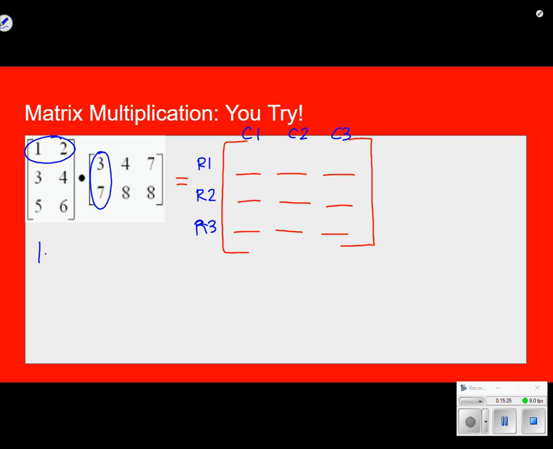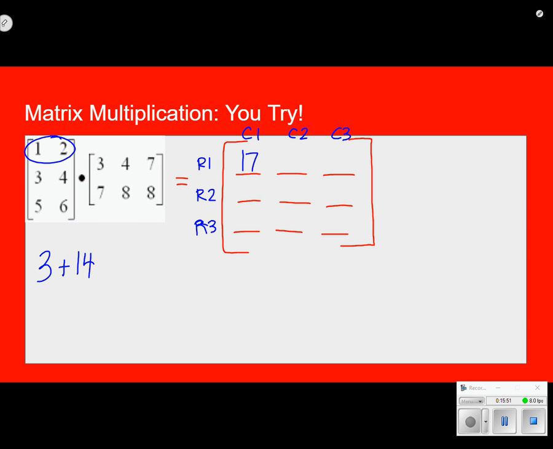So that's going to be 1 times 3 plus 2 times 7. 1 times 3 is 3. 2 times 7 is 14. 3 plus 14 is 17. So that's row 1, column 1.